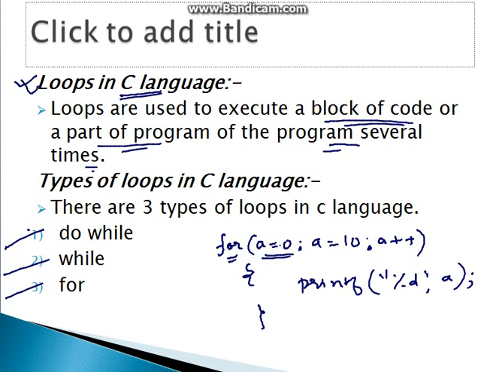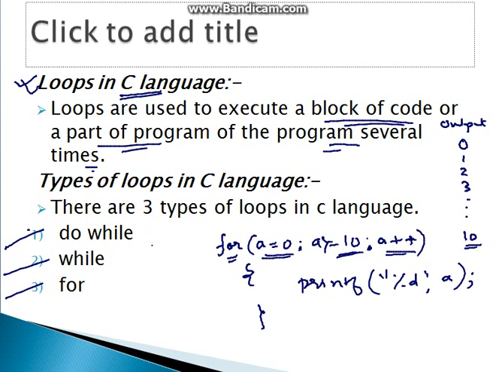It will first enter, it will find out whether a is greater than or equal to 10, and it will go on incrementing the value of a plus plus. First time it will print 0, next time it will print 1, then 2, 3. It will go until 10. So until the value becomes 10, the output would follow. So this is an example of looping.